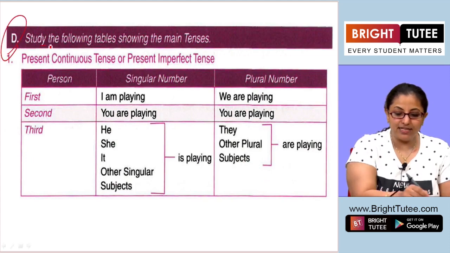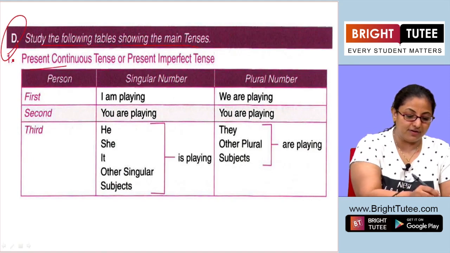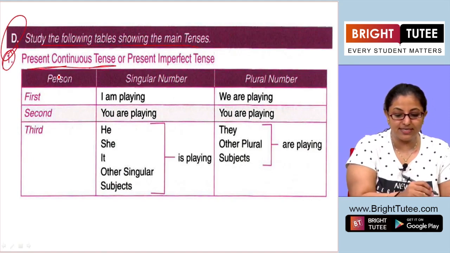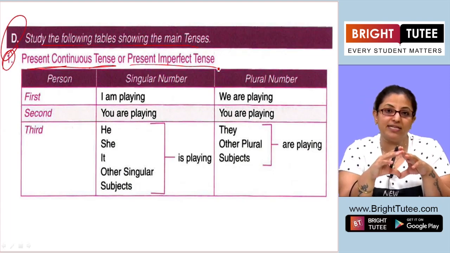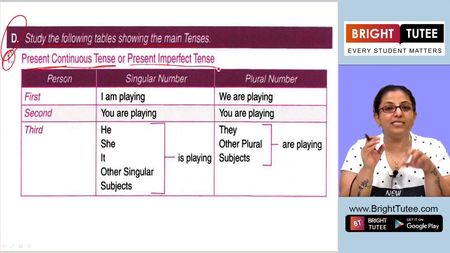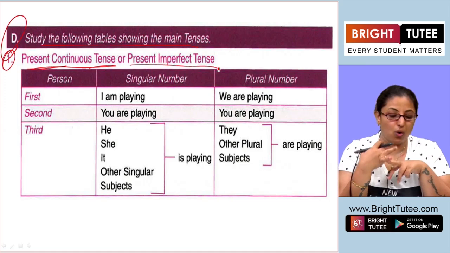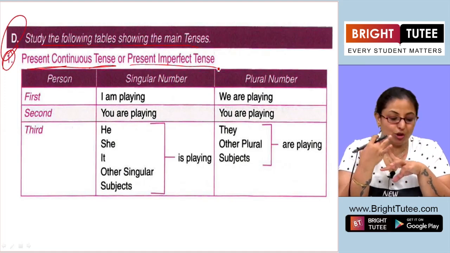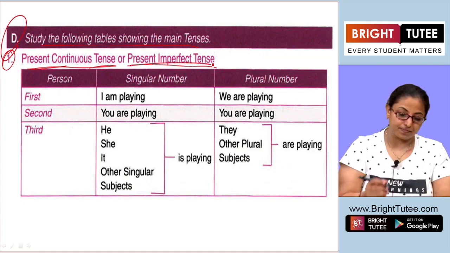D. Study the following tables showing the main tenses. First is the present continuous tense. If you remember, when I had told you the 4 forms of tenses, the first one was simple tense. So simple present, simple past and simple future, that we have already done. The second was continuous. So now we will be doing present continuous.